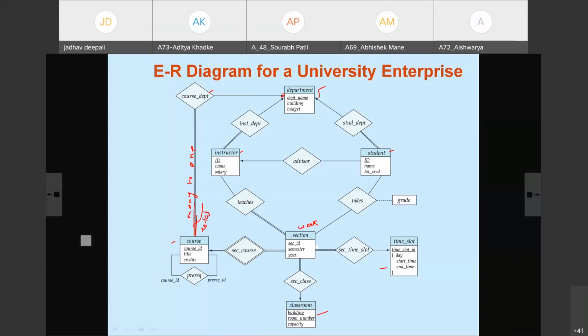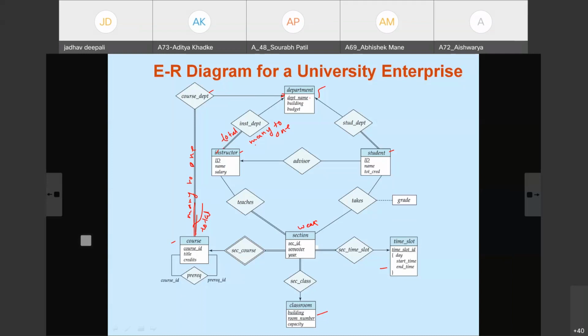Similarly, instructor and department. If there is an instructor, myself as an instructor, I am associated with one department, that is computer science. So it is many to one from instructor to department. One department, multiple instructors. One instructor is associated with at most one department, and the participation is total. Why? Because every instructor in the institute is always associated with one department. So it is total participation and always many to one.